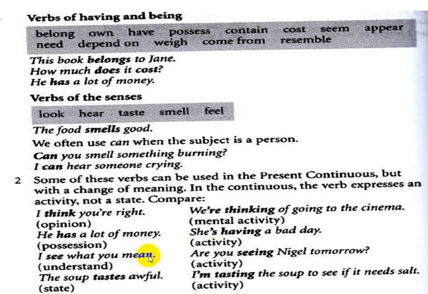I see what you mean. Here is a state verb. The verb see is a state verb meaning understand. Are you seeing Nigel tomorrow? Here seeing is used as present continuous for activity. The soup tastes awful. Here for state. I'm tasting the soup to see if it needs salt. Here for activity because we use the present continuous. So taste here is a state verb and I'm tasting here is an activity verb.